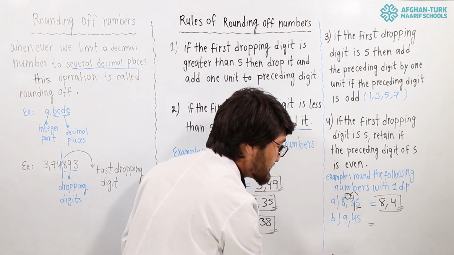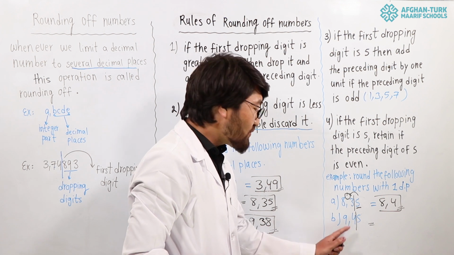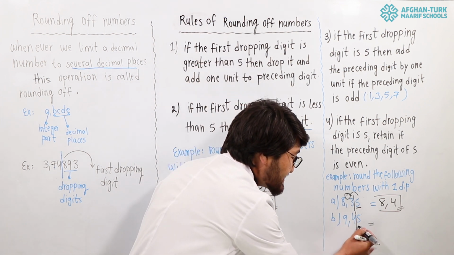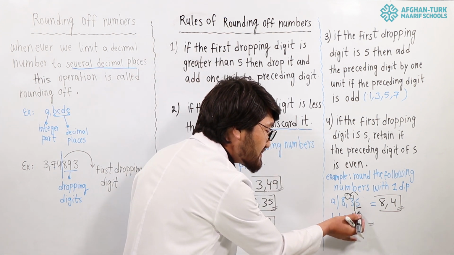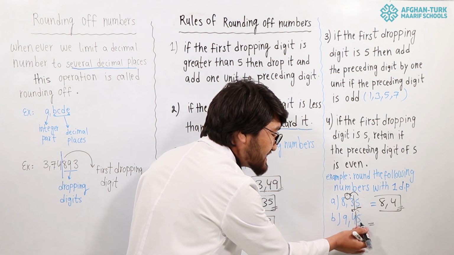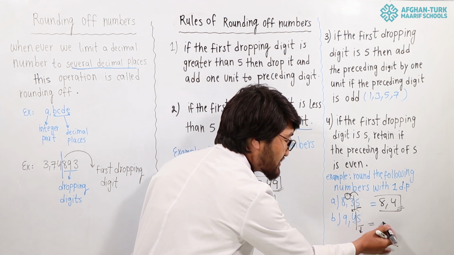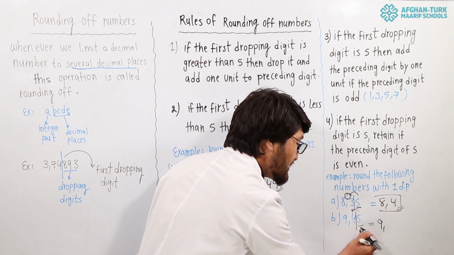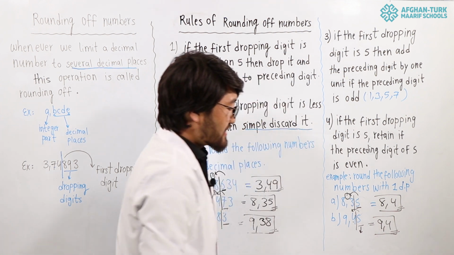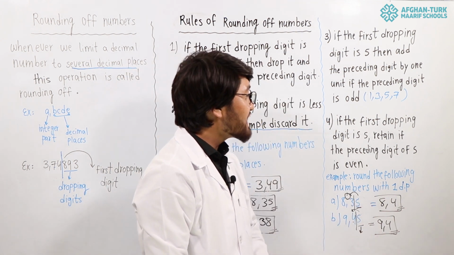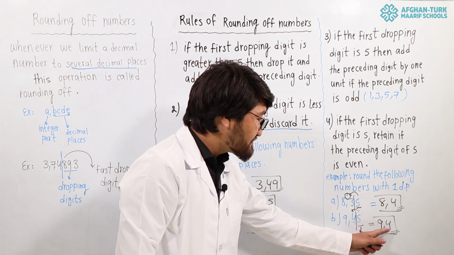Look at this example. Here we have 2 decimal places. The question says to remain 1 decimal place. This is the dropping digit. Before the dropping digit, we have an even number. It means we do not round this number. It means we do not bring changes in this number. Okay, 9.4. Okay, this is the question. We solved it. The answer of the question is 9.4.